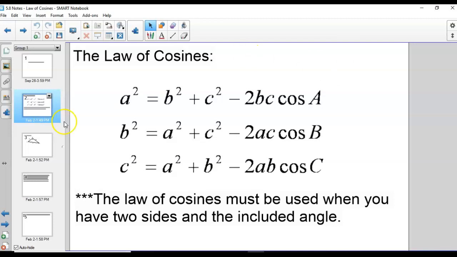Or I usually only think of just that first one, but notice, if you have a lowercase a, you have a capital A over here at the end. Lowercase b, capital B over here at the end. Lowercase c, capital C over here at the end. So it follows the same pattern.